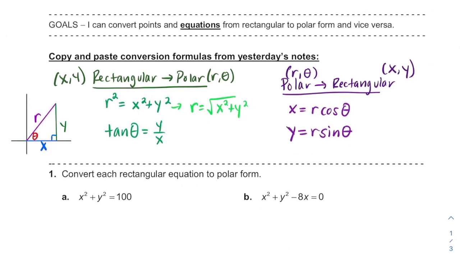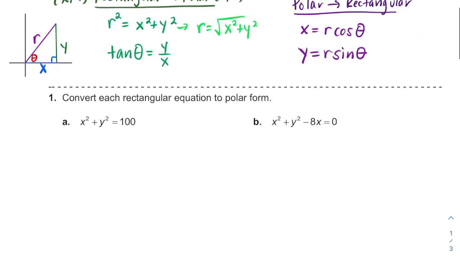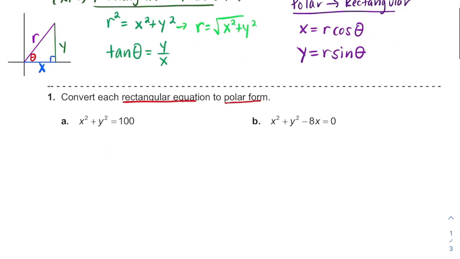For number 1, we are going to convert each rectangular equation into polar form. So that we know we are done when we are converting into polar form, there will be no remaining x's or y's, and our equation will be in terms of numbers, r variables, and theta variables. It might sometimes only have r's, it might sometimes have both theta and r. We're going to learn how to do it by example.